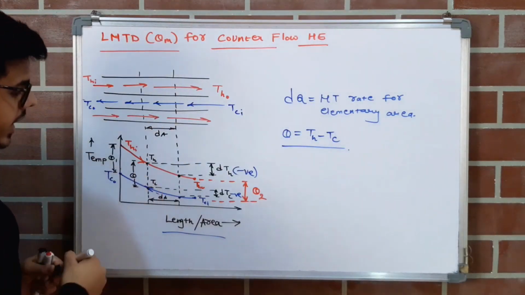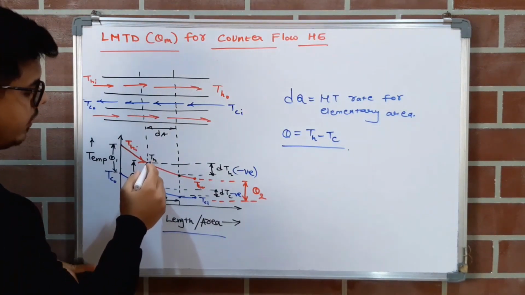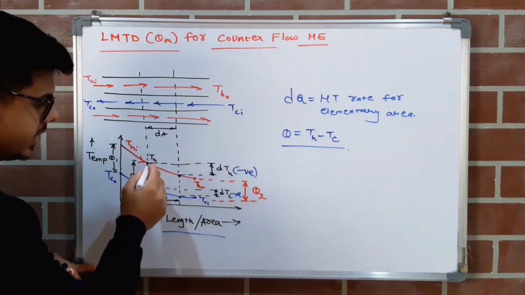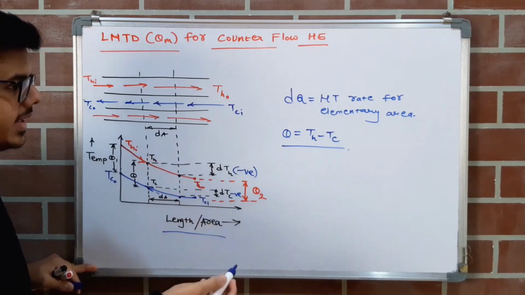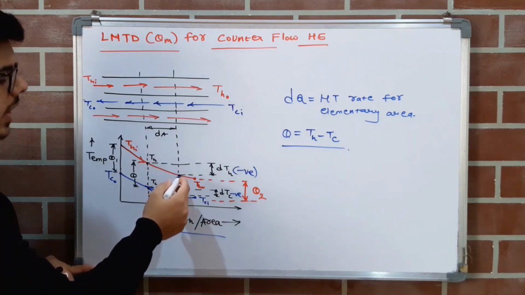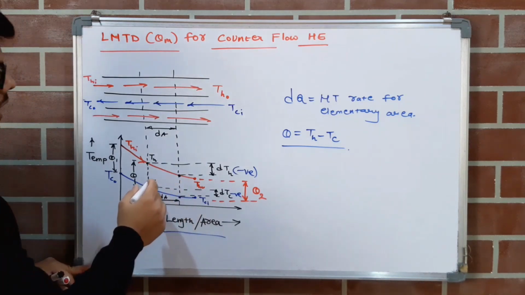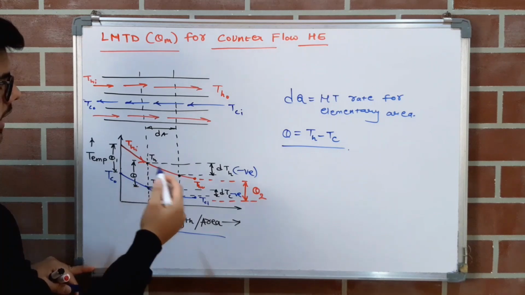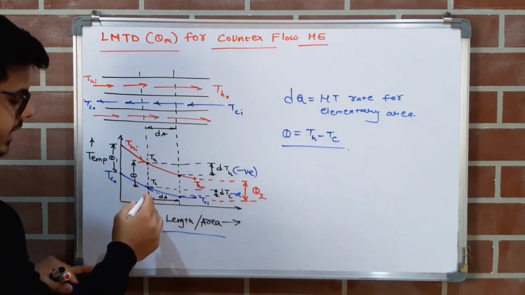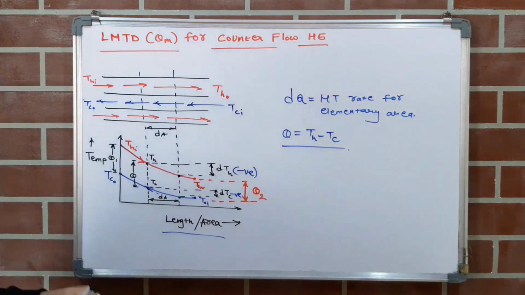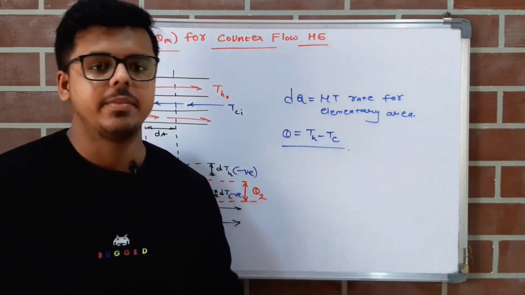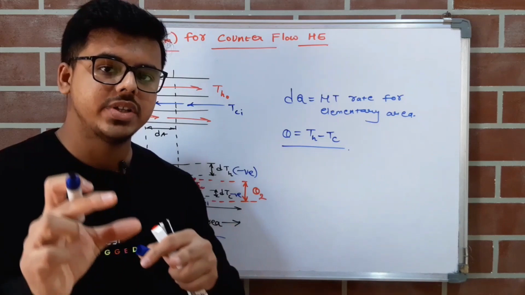Suppose that the temperature of the hot fluid at the instant is TH and it decreases by some value. We are not worried about the final temperature. And suppose that the temperature of the cold fluid at that instant is Tc, which increases by some amount, and we are not worried about that end temperature. We are worried about the temperature difference.